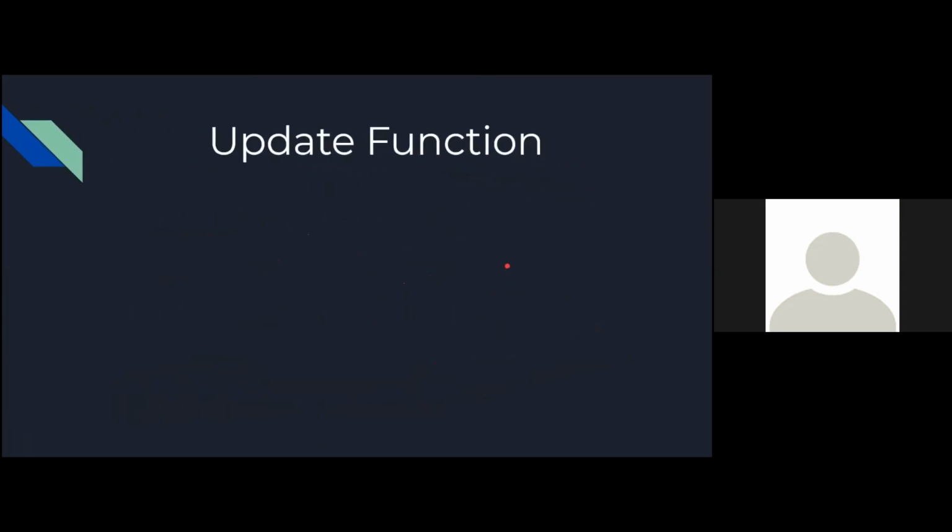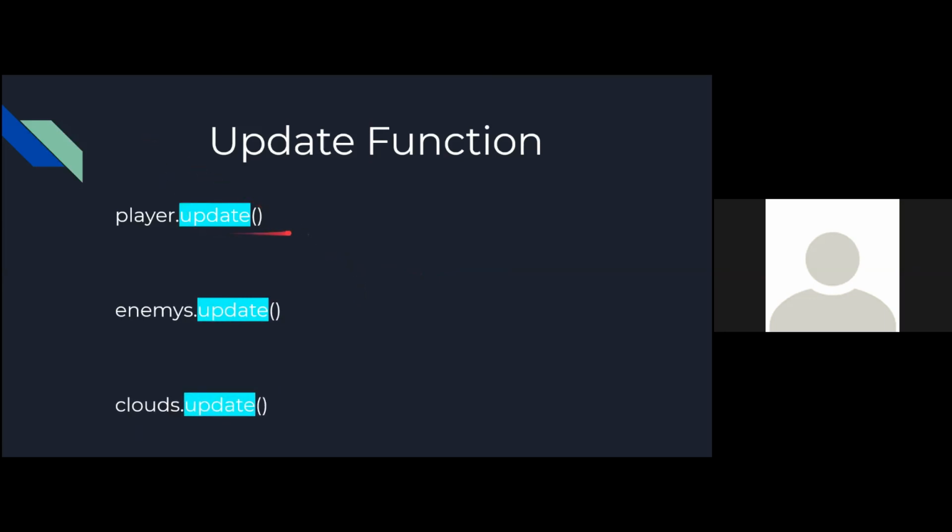Then there's the update function. If there wasn't any update function, then nothing would happen. It's player.update and enemies and cloud. But in the player.update, there would be text that says that the player moves, so it changes X by something and changes Y by something. The enemies have to move, but at a random rate. That's why we need the random here. And then clouds update is just them moving around.